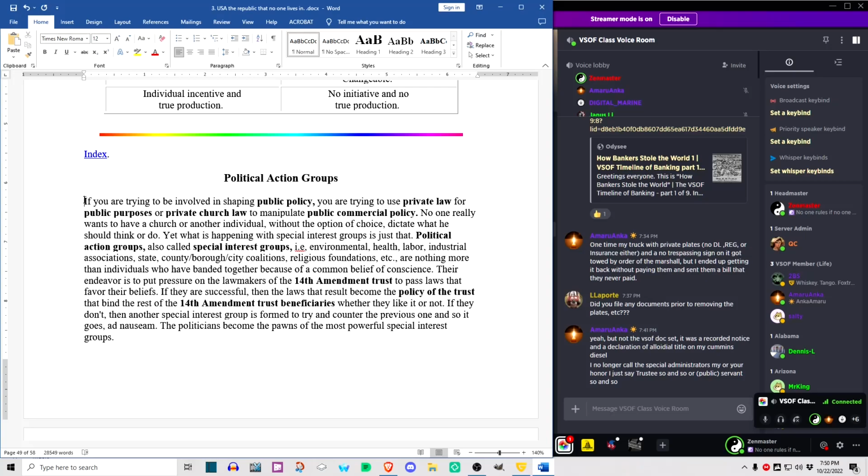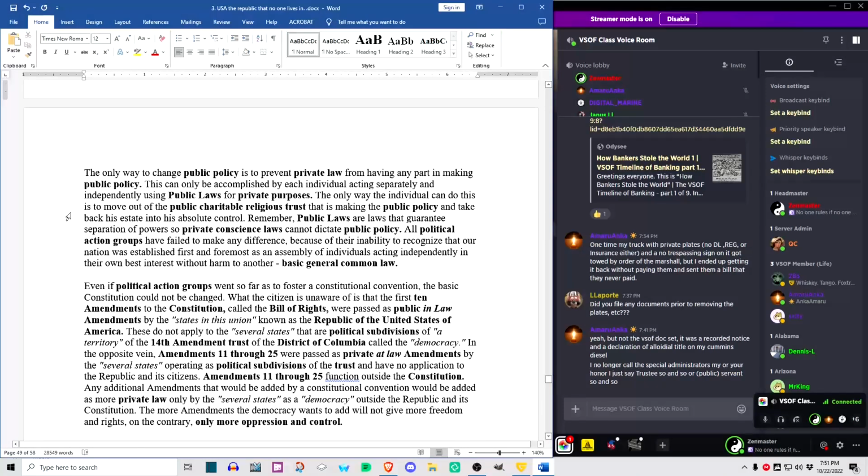Their endeavor is to put pressure on lawmakers of the 14th Amendment Trust to pass laws that favor their beliefs. If they are successful, then the laws that result become the policy of the trust, meaning the 14th Amendment Trust, that bind the rest of the 14th Amendment Trust beneficiaries, the 14th Amendment citizen slaves, whether they like it or not. If they don't, then another special interest group is formed to try and counter the previous one, and so it goes ad nauseum. The politicians become the pawns of the most powerful special interest groups.